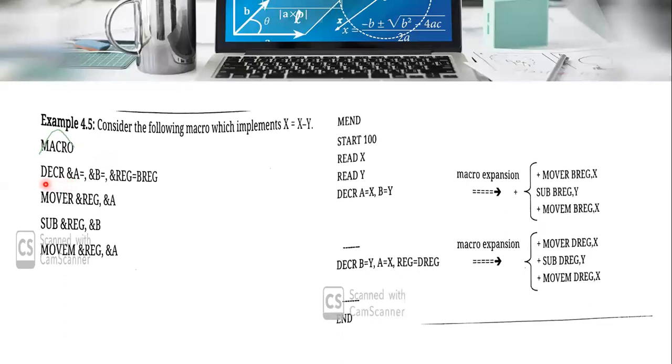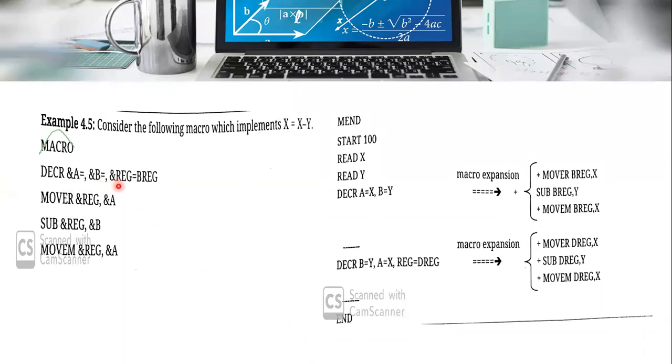We see the prototype of the macro. DECR, and A equal to and B equal to: these two parameters are called keyword parameters. After A and B, we can have the equal to sign, and the parameter kind will be mentioned here. That's why we call these two types of parameters keyword parameters.